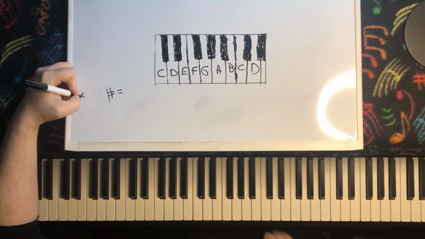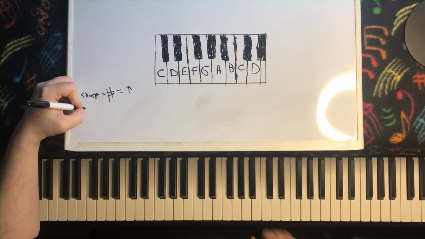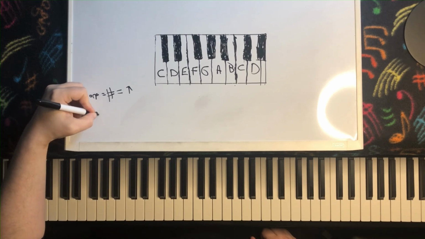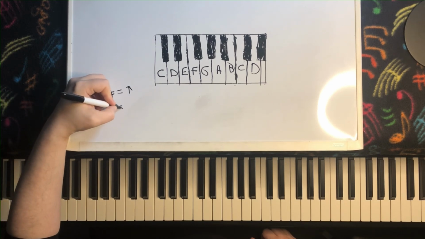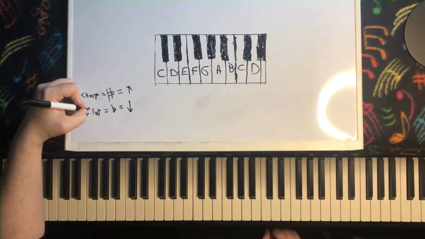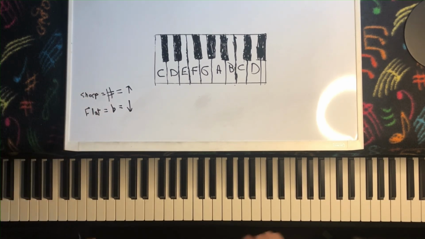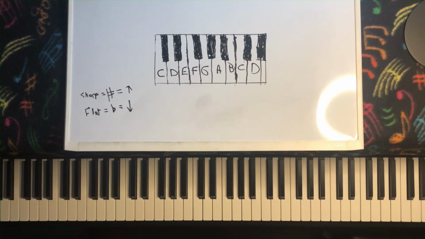So that hashtag thing is a sharp, and it goes up. I'll explain what that means in a second. Then our flats, it's actually kind of like a half heart shape, not to be confused with a B, and they go down, all right? So if we're thinking of our keyboard in terms of going up in pitch, we're moving to the right. So I'm going up the keyboard or to the right, because that's up in pitch.